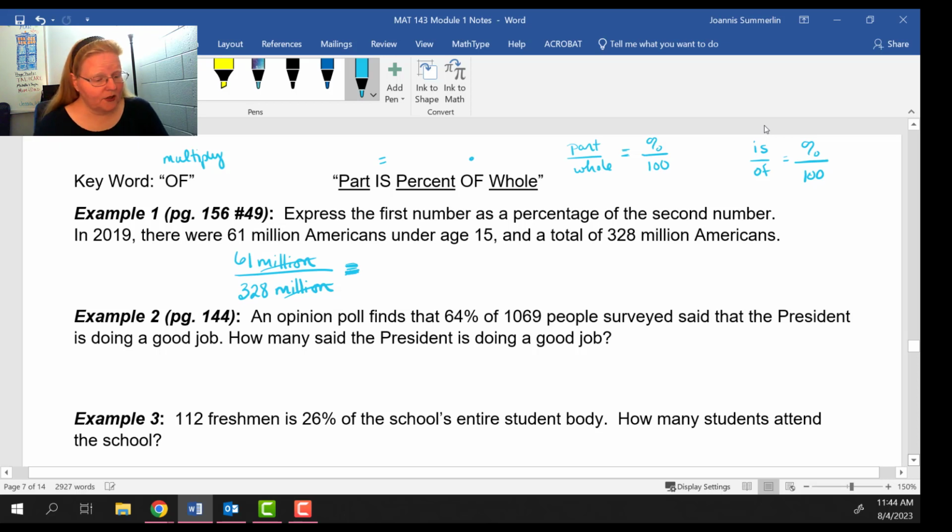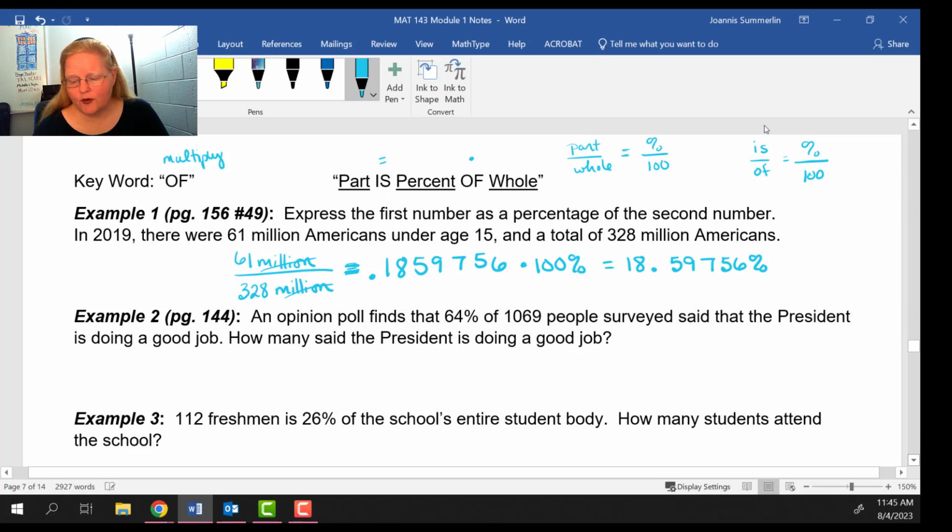So my handy dandy calculator is going to tell me that this is 0.1859756. Then in order for me to change this to a percentage, I just need to multiply this times 100%, and it will make it a percentage, because right now it's a decimal. I want it to be a percent. And that's going to equal 18.59756%. Generally speaking, we don't want them to be that long.